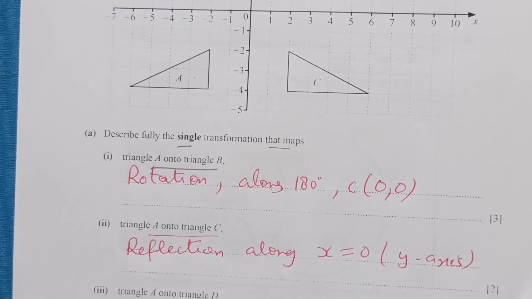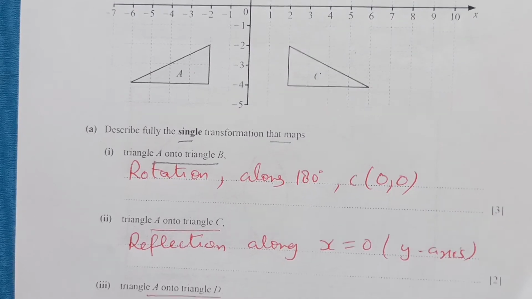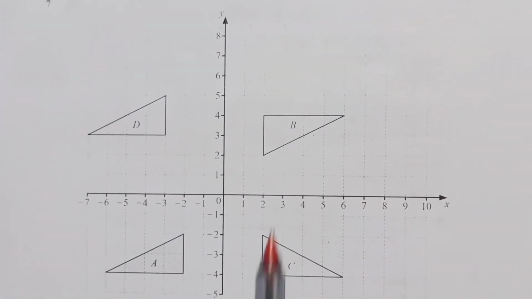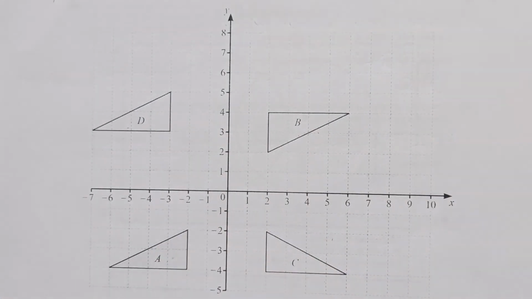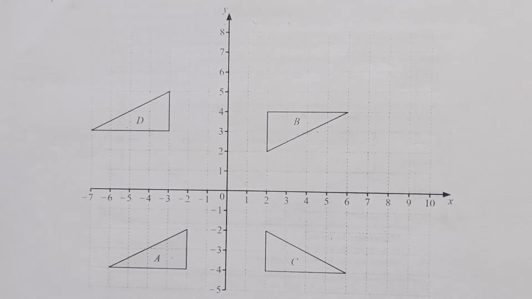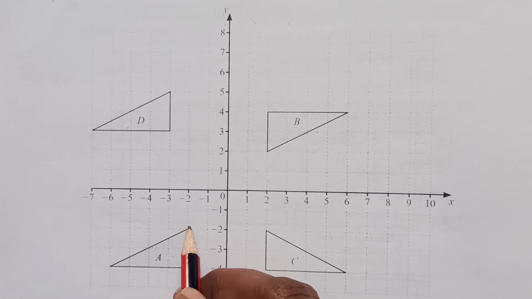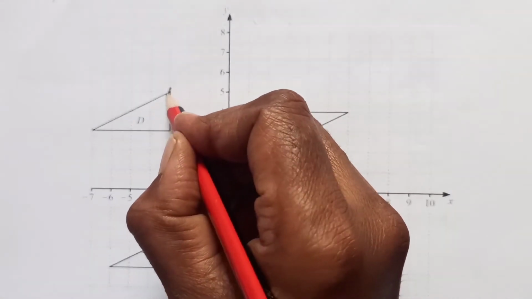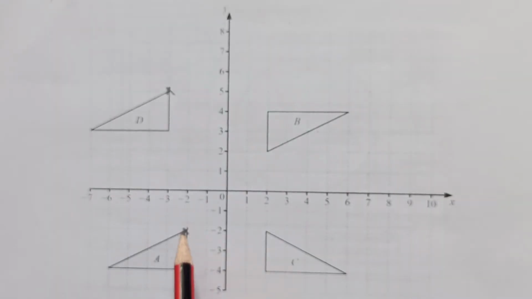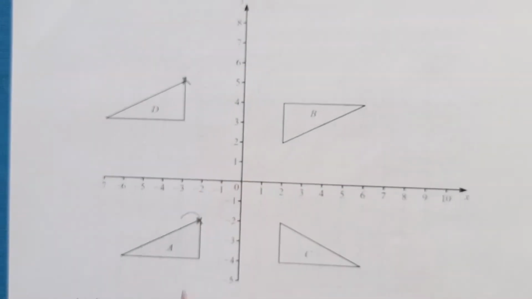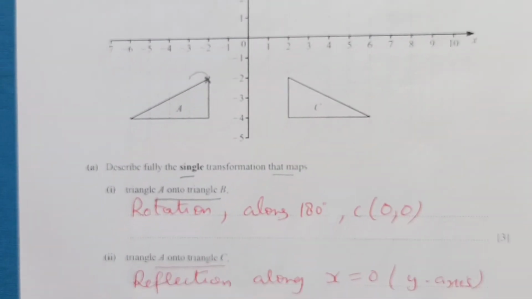Now part 3, A onto triangle D. So A is here and D is here. So we can see it have been moved. So let's see how many units is moved. Let's say along x axis. You can see we can take this is the top vertex of that. So if you see, this is moved 1 unit left. We can write down here it is a translation.